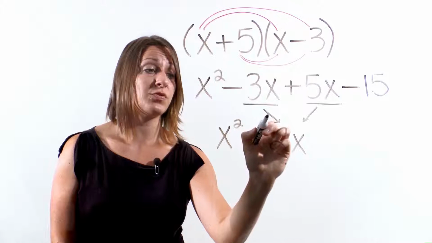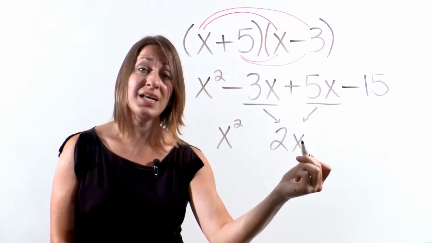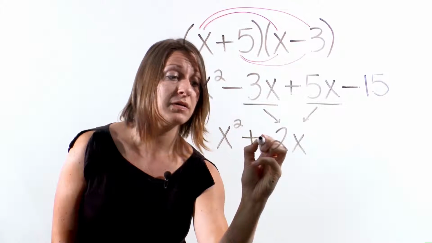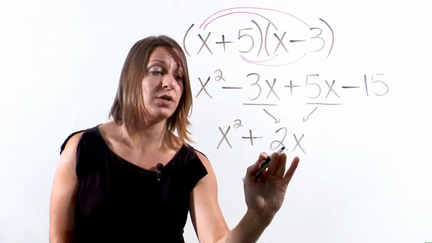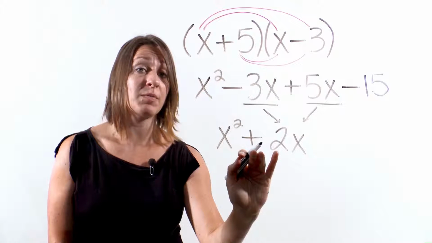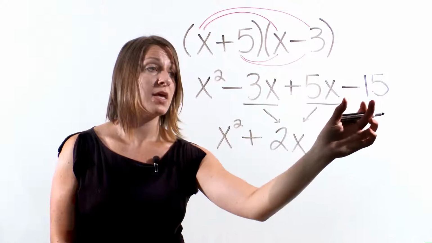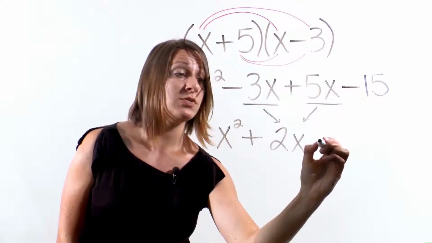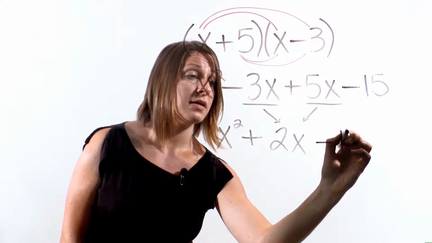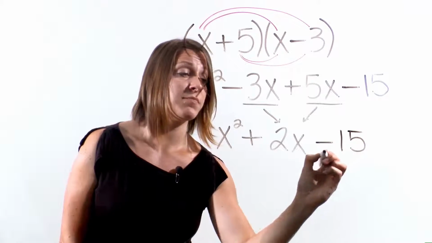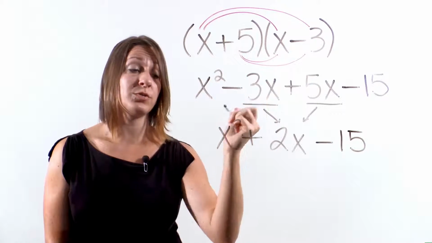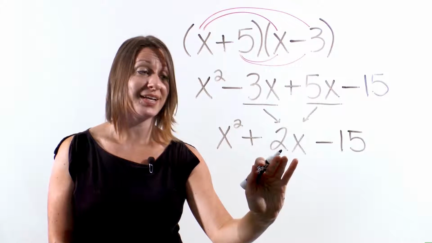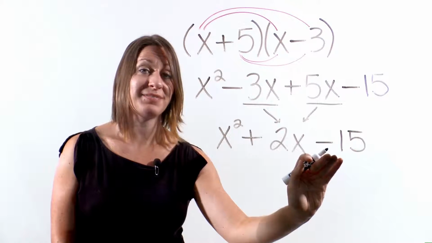Because -3x plus 5x is a positive 2x, we're going to put that positive sign in front of the 2, and it's now going to act like a plus sign. Next, we have nothing to combine with the -15, and so it's going to stay as a -15. So the answer to this multiplication problem is x squared plus 2x minus 15.